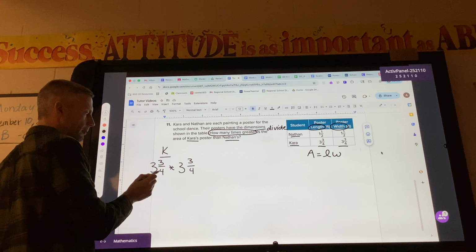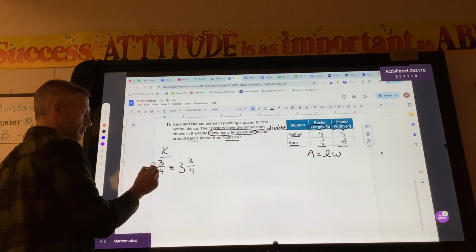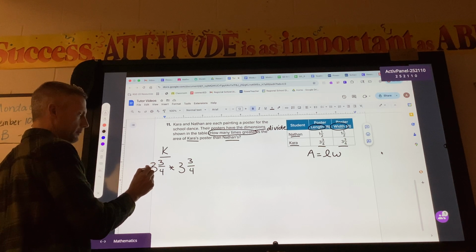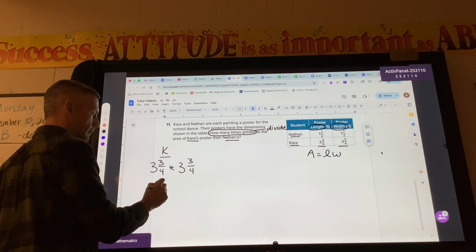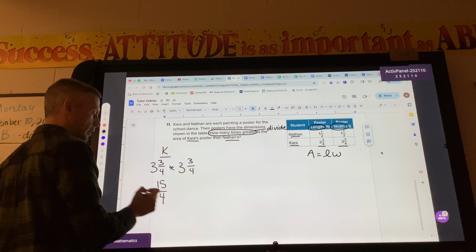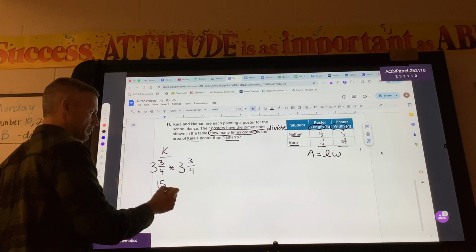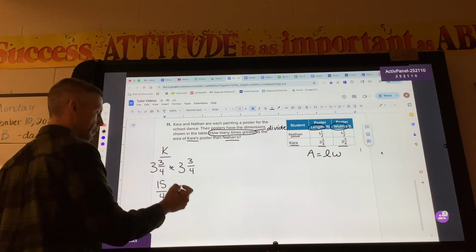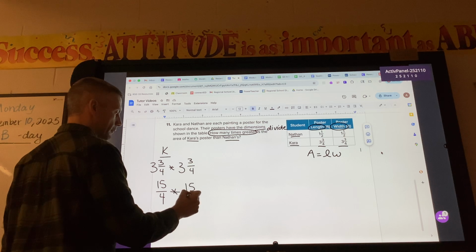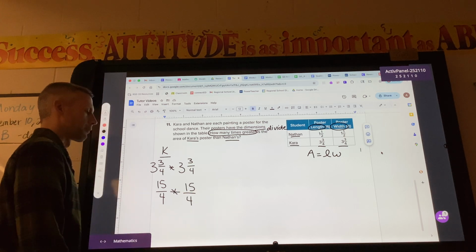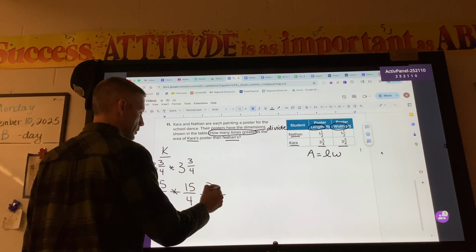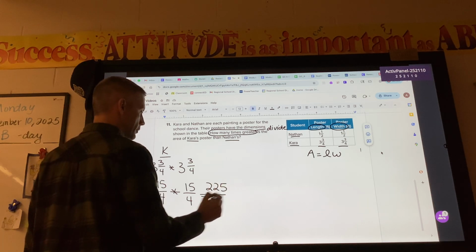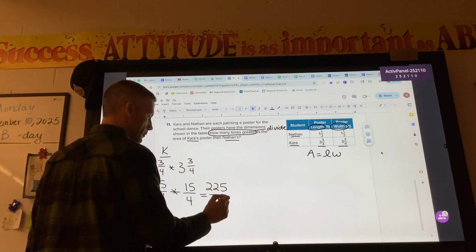To change a mixed number to an improper fraction, denominator times the whole number. 4 times 3 is 12, plus the numerator. 12 plus 3 is 15. And keep the same denominator. That's 3 3/4 times 3 3/4 would also be the same thing, 15/4 times 15/4. Unfortunately, you can't cross reduce on this one, so you're going to multiply straight across. 15 times 15 is 225. 4 times 4 is 16.